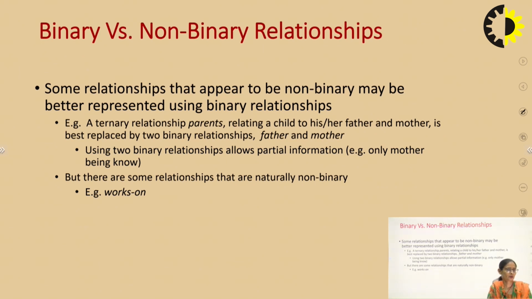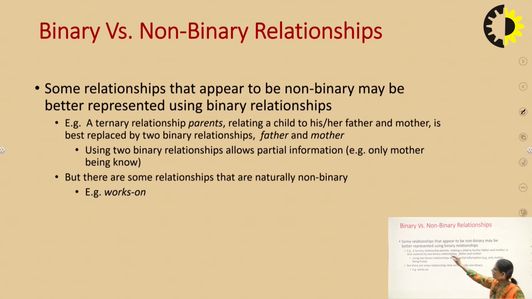Some relationships that appear to be non-binary may be better represented using binary relationships, because binary relationships can be very useful when we are trying to understand the database. So we generally go for the binary relationship. For example, a ternary relationship, parents, relating a child to his or her father and mother, is best replaced by two binary relationships, that is father and mother. Using two binary relationships allows partial information, for example, only the mother being known.